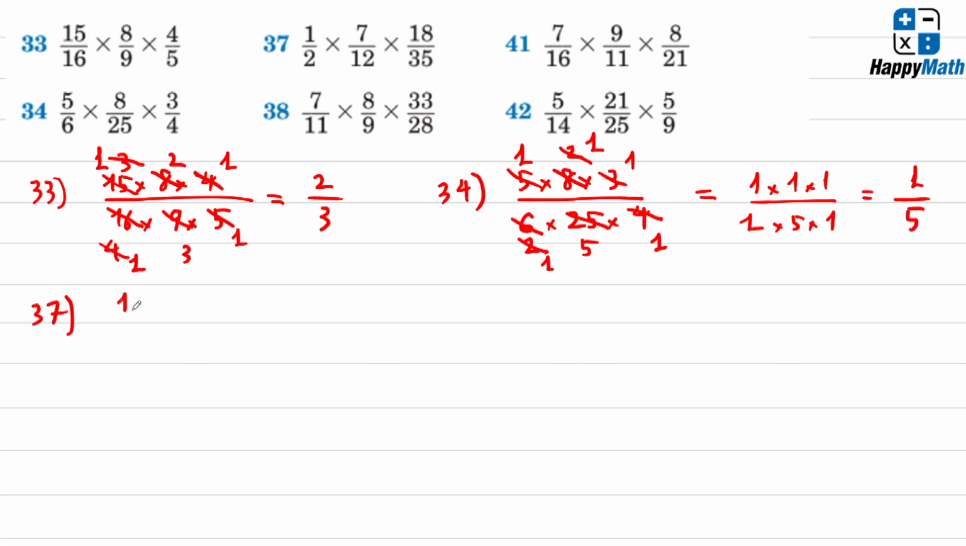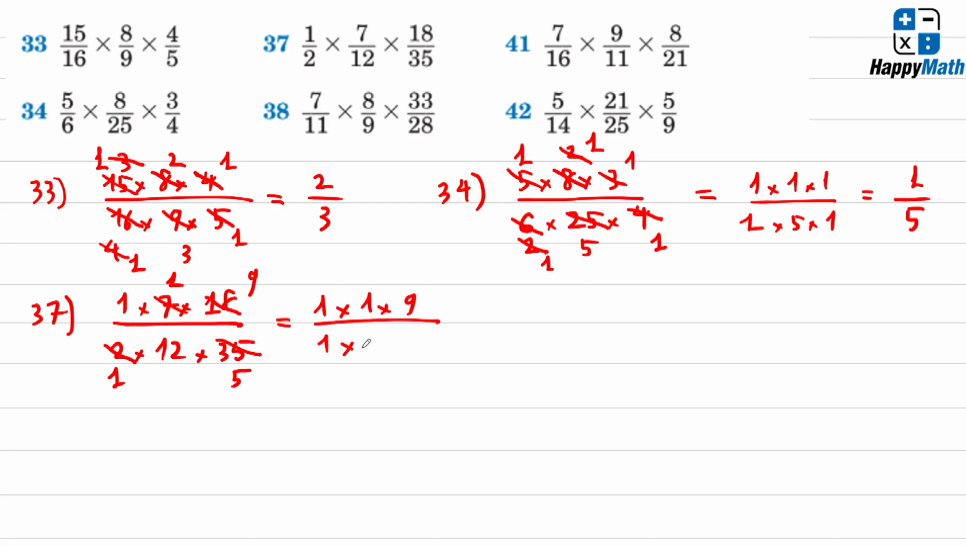37, 1, 7, 18, and 2, 12, 35. 7 and 35, very easy to recognize. You got 5 and 1. So 2 and 18, you got 9 and 1. So after that, you got 1 times 1 times 9 over 1 times 12 times 5. So 3 and 12 can divide by 3. So here is 3 and here is 4. You got 3 over 20. Yeah, 3 over 20.